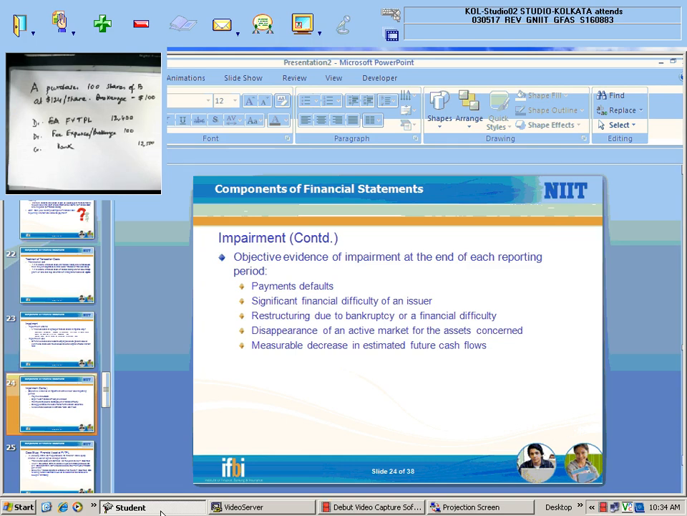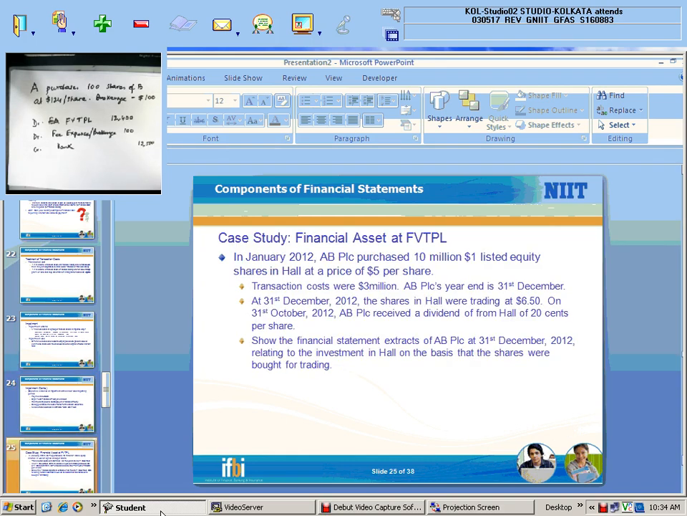So we'll look at a case study on financial assets at FVTPL to understand a few concepts which I've discussed here. In January 2012, REV PLC purchased 10 million $1 listed equity shares in Hall at a price of $5 per share. Each equity share has a face value of $1. These are listed on a stock exchange, issued by Hall, which is the name of the company. The price paid by the entity is $5 per share.